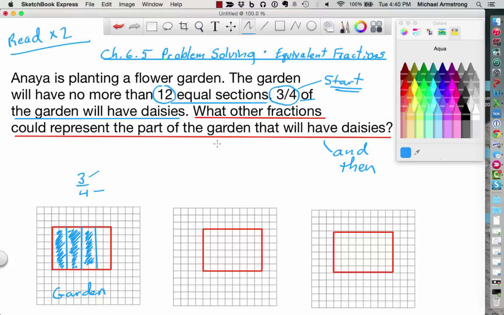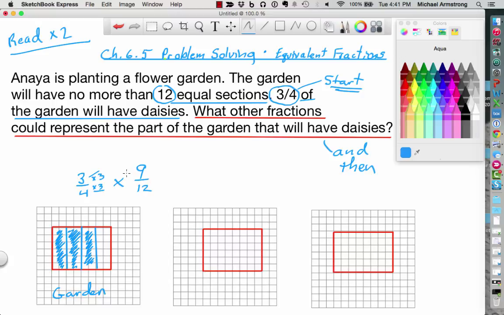All right, so that's where we start. We started with 3/4. Now we don't have 12 equal sections yet, but we can figure out how to cut this. I know that if I want to get 12, I'm going to multiply. 3/4 is the same as, what would I multiply by? I'm going to multiply by 3 to get 12. I'd multiply by 3 to get 9.